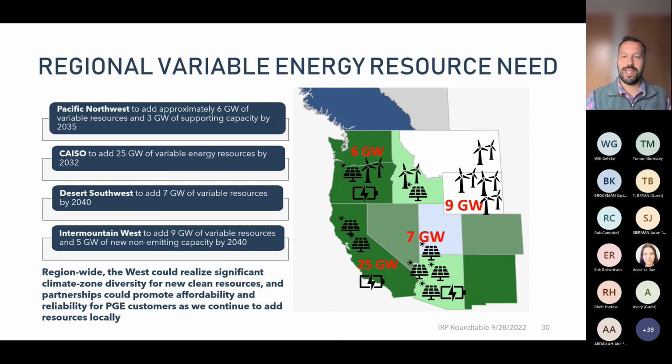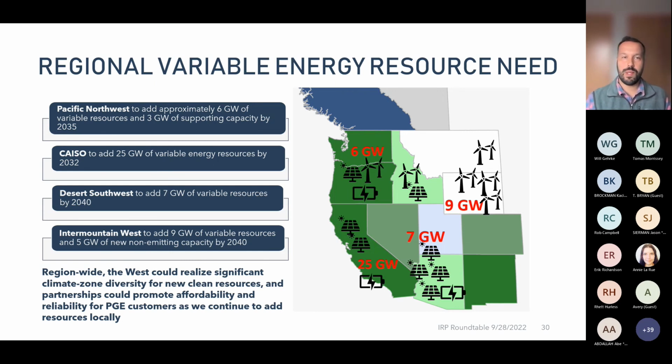These graphics are not intended to represent specific projects, but rather are indicative of the different resource types and climate zones. But just ballpark, what we've seen from our peer utilities is that we expect anywhere from 5 to 10 gigawatts to be added in the Pacific Northwest, in the Rocky Mountain West, and in the Desert Southwest. And then California revised downward its carbon targets earlier this year and would have utilities procuring 25 plus gigawatts of new non-emitting resources by 2032.